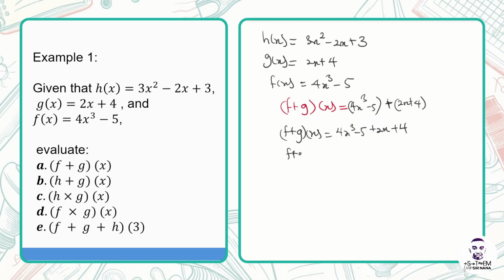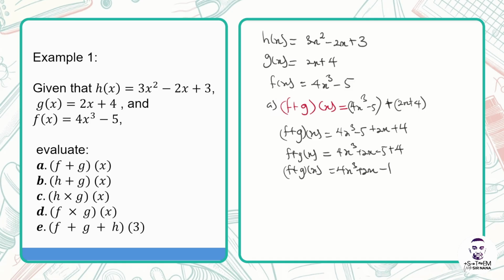So it means that f plus g of x is equal to 4x cubed, we have plus 2x. Normally you arrange them in the order of the powers. Then we have minus 5 plus 4. So it means that our f plus g of x will be equal to 4x cubed plus 2x minus 1. So this gives us the value for the a part of the question. So a, we've been able to do our a. Now I'll leave you to try the b.